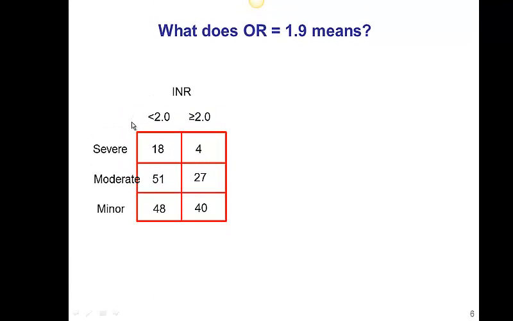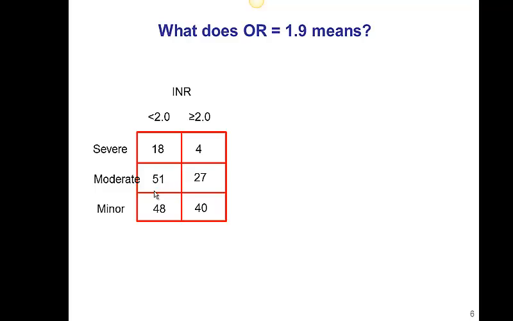So let's start with a 2x3 table. You have 2 categories for exposure and 3 categories for the outcome variable. There are 18 patients whose INR is less than 2.0 and who had a severe form of stroke. And there are 51 patients whose INR is less than 2.0 who had a moderate stroke. And similarly, there are 48 patients whose INR is less than 2 and who had a minor stroke. So, as you see, we have 3 categories for the outcome. Therefore, we can't directly compute an odds ratio for these 3 categories.